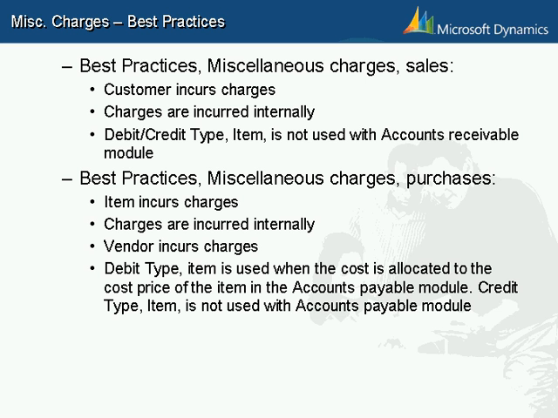Best practice miscellaneous charges purchase. Item incurs charge. So in this way, system increases or decreases item received price. Charges are incurred internally. Vendors incur charges. Identified item is used when the cost is allocated to the cost type of the item in the accounts payable model. Credit type item is not used in the accounts payable model.